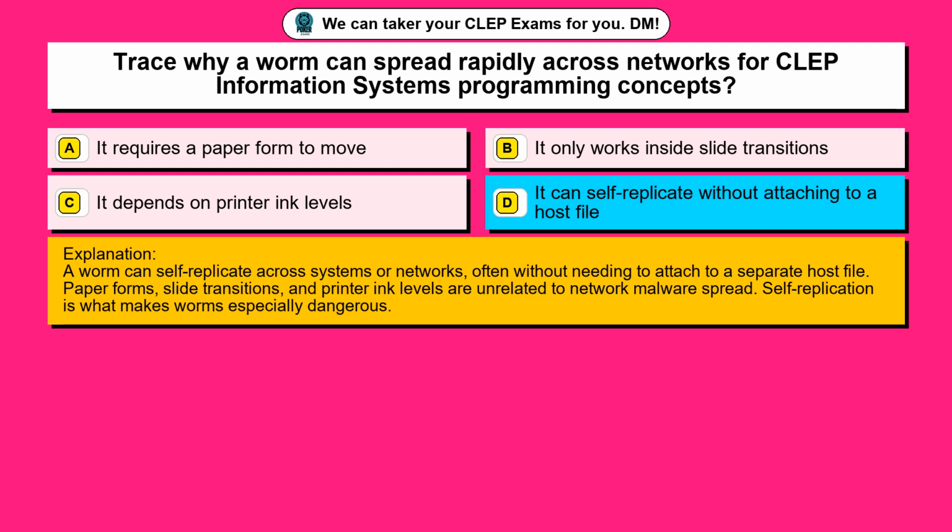A worm can self-replicate across systems or networks, often without needing to attach to a separate host file. Paper forms, slide transitions, and printer ink levels are unrelated to network malware spread. Self-replication is what makes worms especially dangerous.